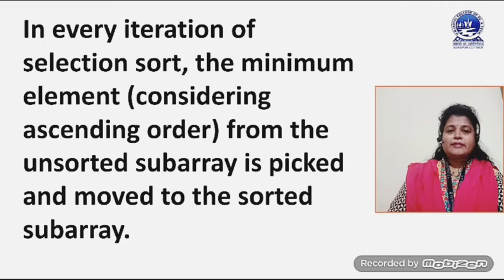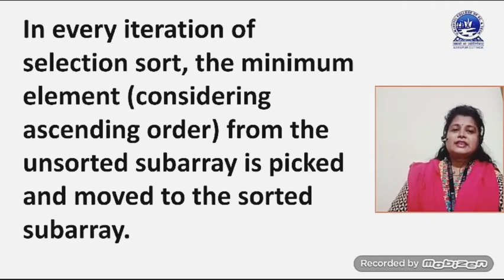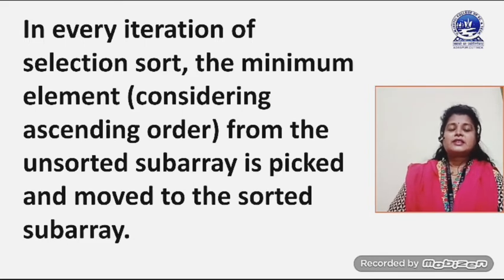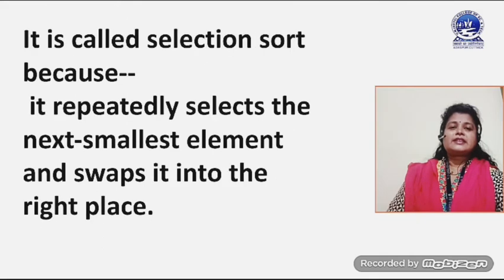In every iteration of selection sort, the minimum element, here we are considering that the sorting is conducted in ascending order, is picked from the unsorted subarray and moved to the sorted subarray. It means that at each iteration we take the minimum value and put it into the sorted part, because the list is divided into two parts. So it is called selection sort because it repeatedly selects the next smallest element and swaps it into the right place.